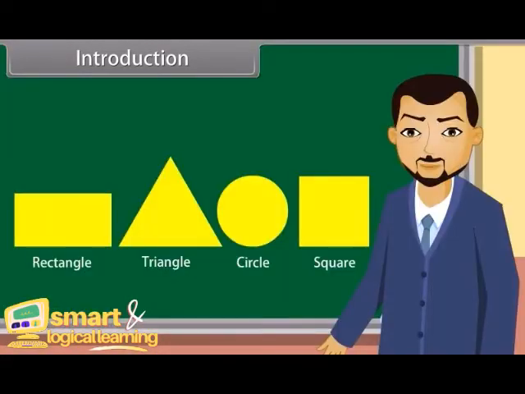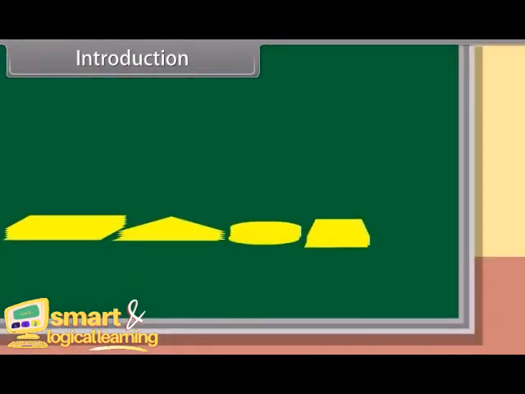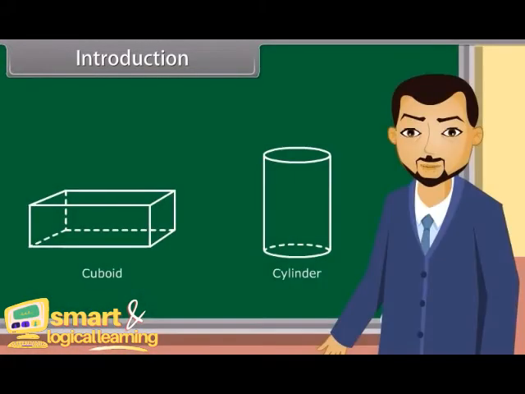You know that all these figures are the plane figures. If we cut out these plane figures of the same shape and size from the cardboard sheet and stack them up in a vertical pile, we shall obtain some solid figures such as a cuboid, a cylinder, etc.